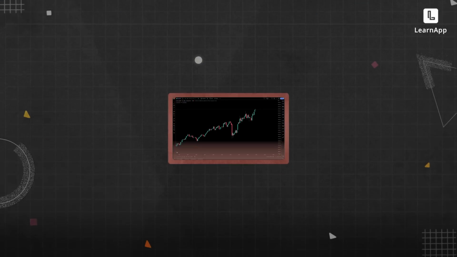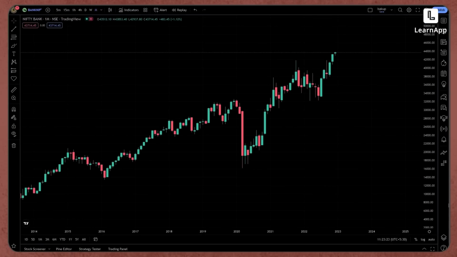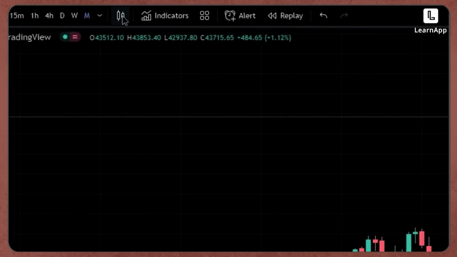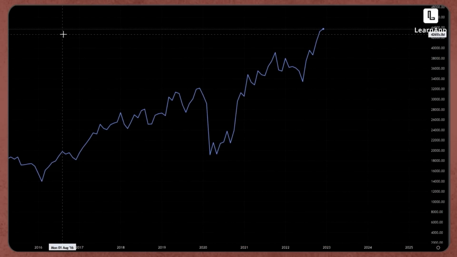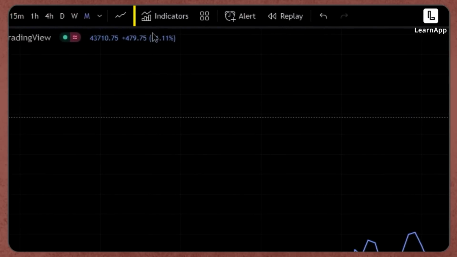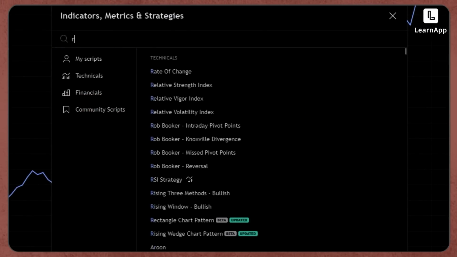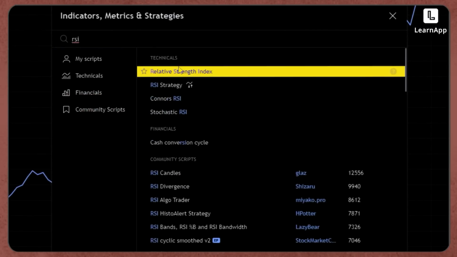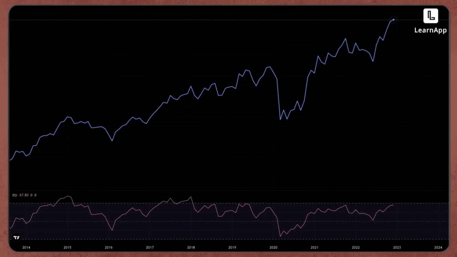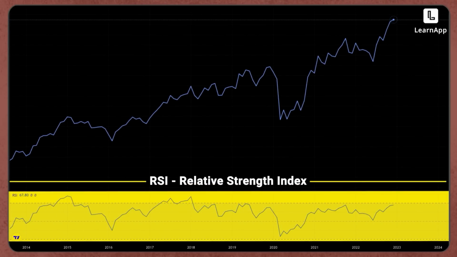So here we open a Bank Nifty chart, monthly chart. First thing that you need to do when you're checking out divergences is please switch it to a line chart. It will be easier to spot it. And the momentum indicator that we are going to use is the Relative Strength Index, RSI. All right. So we have the RSI plotted over here. To understand the concept, let's choose the default setting, 14.